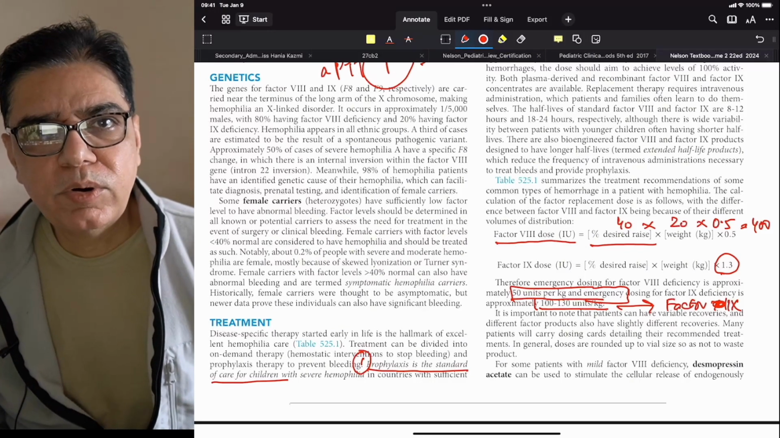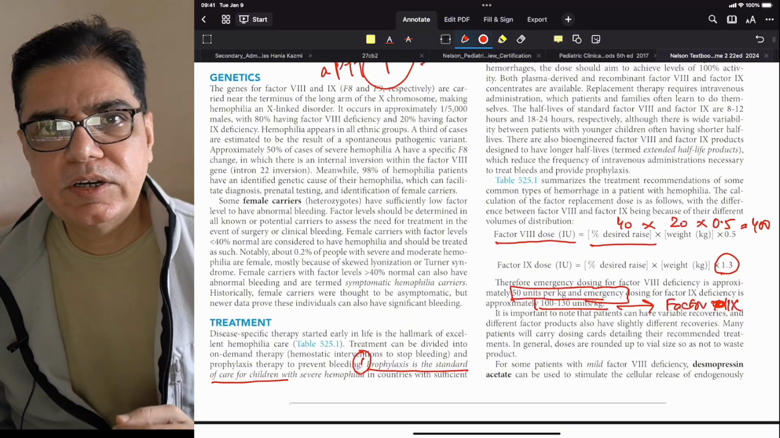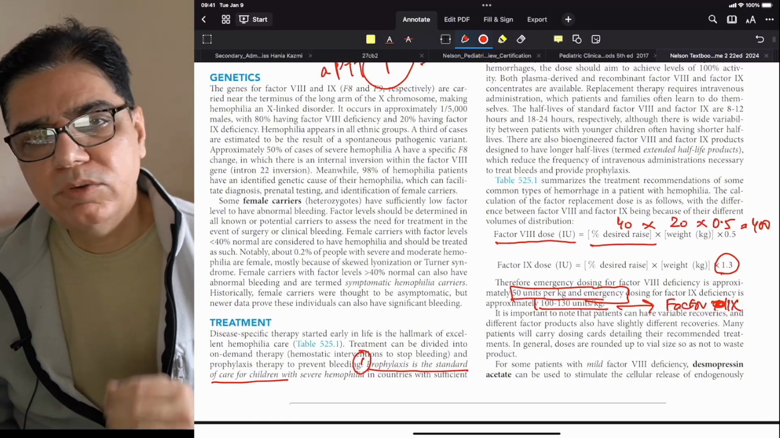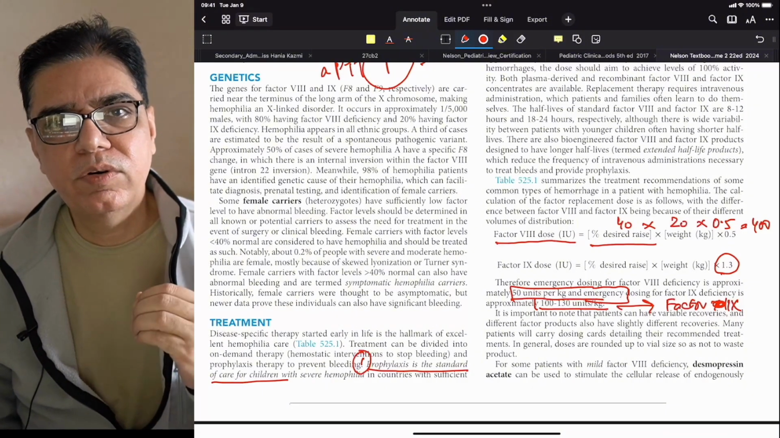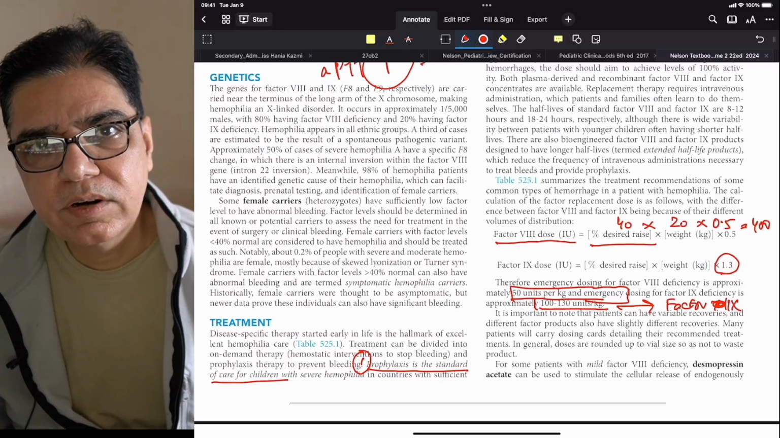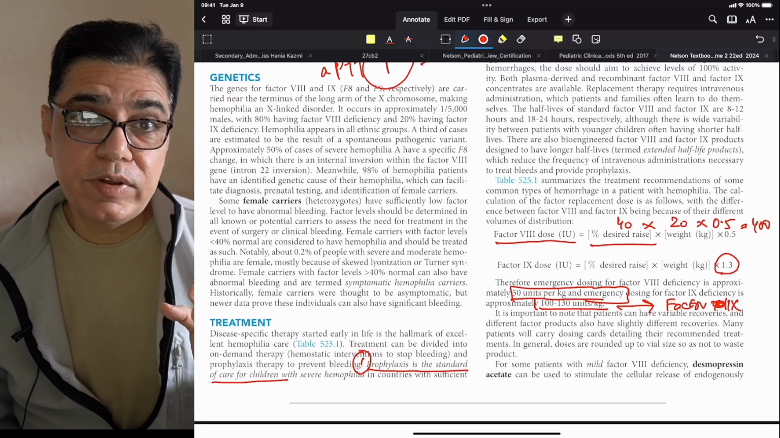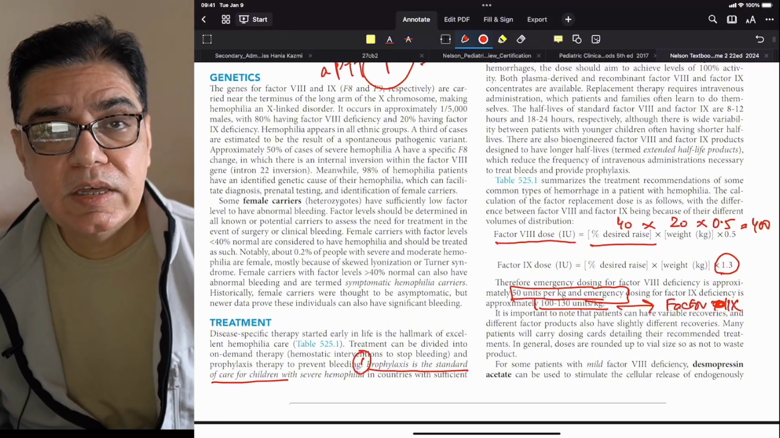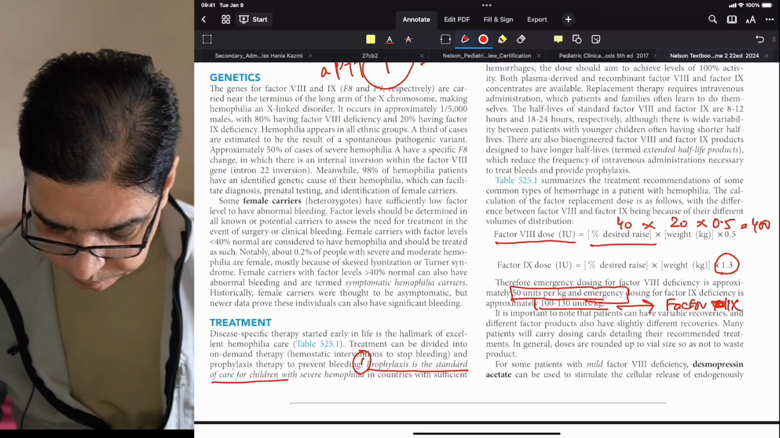So depending on the body weight, in emergency, in life-threatening conditions, if you don't remember the formula, you can just do this simple calculation: 50 for factor 8, 100 to 130 for factor 9, depending on whether you are dealing with hemophilia A or hemophilia B.